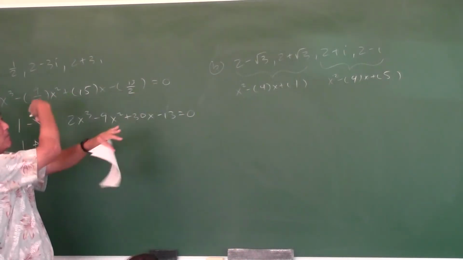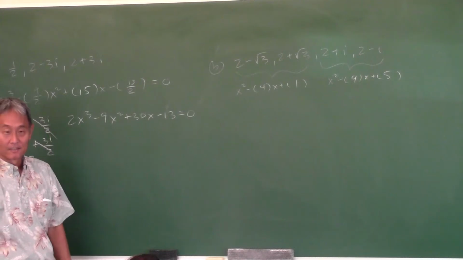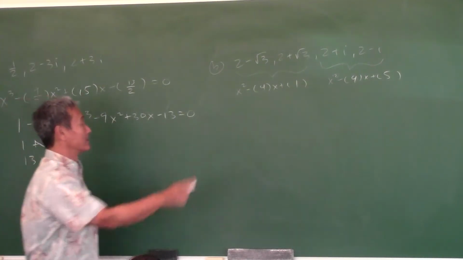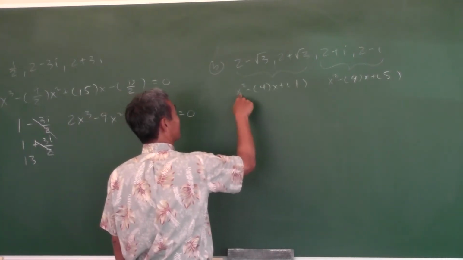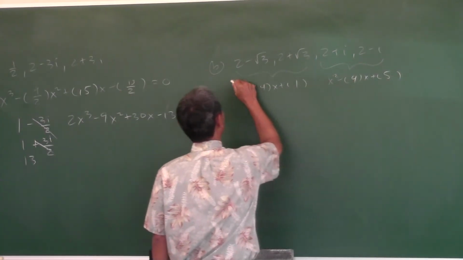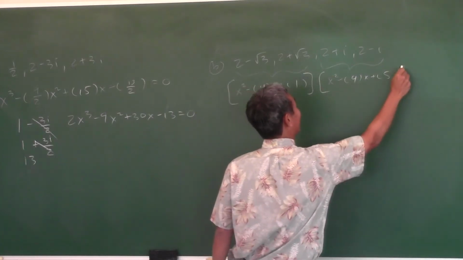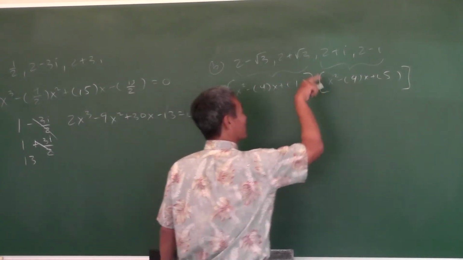And then now, multiply them together. Take the first term, distribute it. Take this first term, distribute it here. Maybe I'm going to put parentheses around it. Oh, now I get it. Take the first term, distribute it.